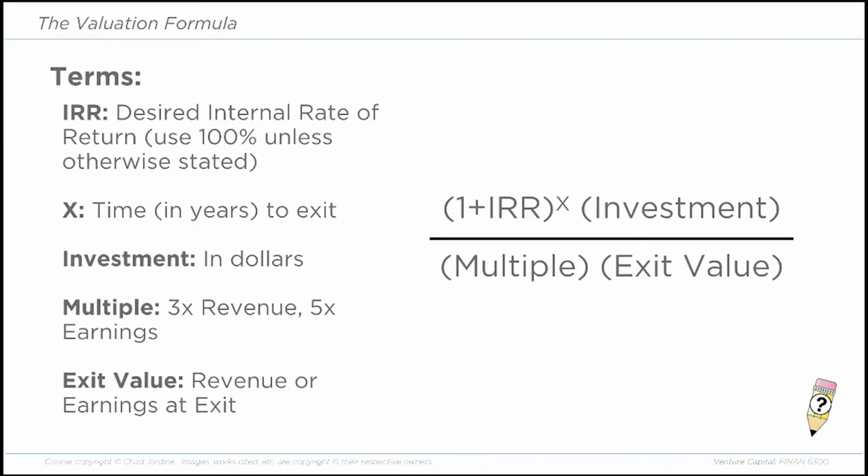The exponent x is time. That is the number of years anticipated until exit. The investment is the amount of money the investor is putting into the company, and the multiple represents an industry multiple that we will apply to a key metric in the business, like revenue or earnings. And the exit value is that key metric at the time of exit. So if we used, for example, 3 years for our time to exit, we want to use the revenue or earnings projected 3 years from now times the revenue or earnings multiple in order to get the denominator.